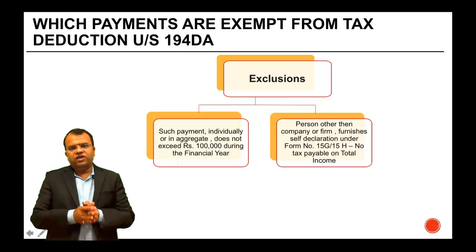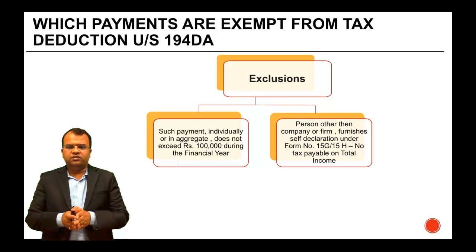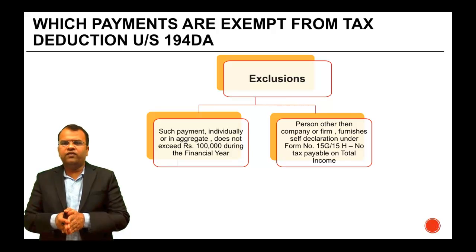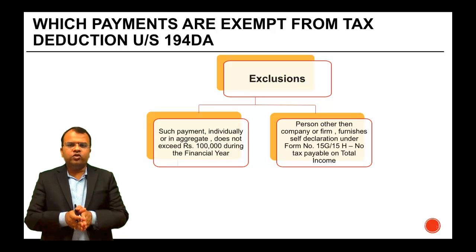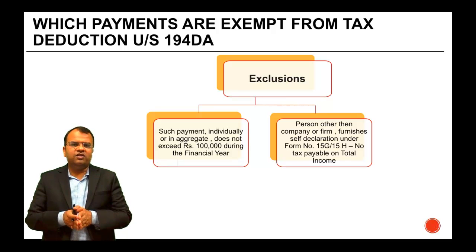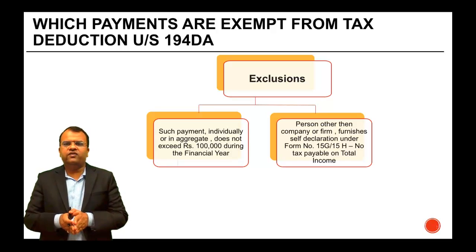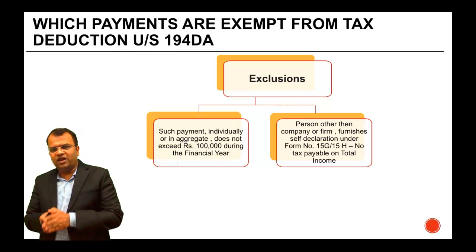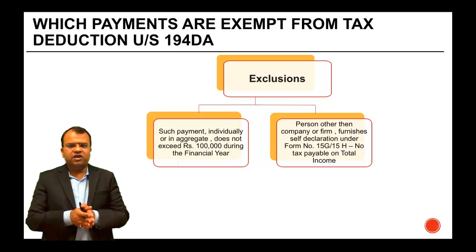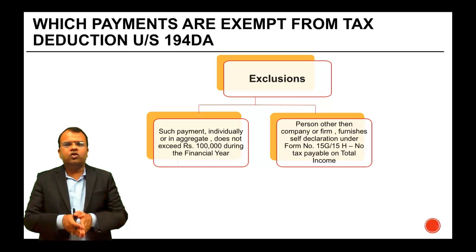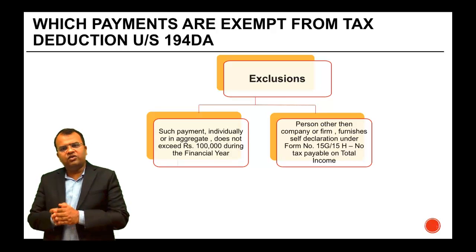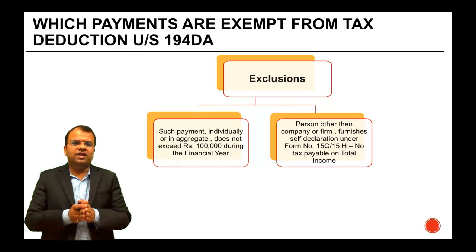Second, if there is a person other than a company or a firm who furnishes a self-declaration in form number 15G or 15H that no tax is payable on their total income, then also they are exempt from tax deduction under section 194DA. Now for form 15G and form 15H, we have prepared a separate segment as to what is the procedure, what all is applicable. Because it is covered under a lot of these sections, you can apply those rules individually or collectively to all of these sections.